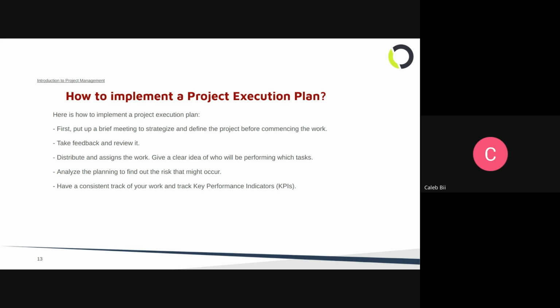So distribute and assign the work. Give a clear idea on who will be performing which task. Ensure you distribute the work to your team members. Allocate the tasks to your members. Ensure they know who will be working on what.